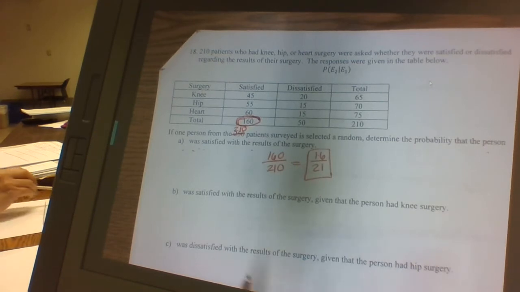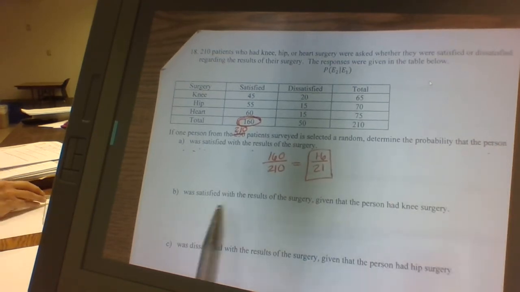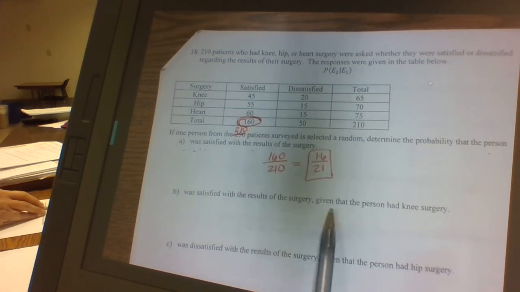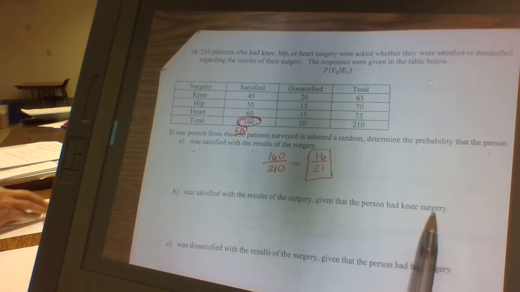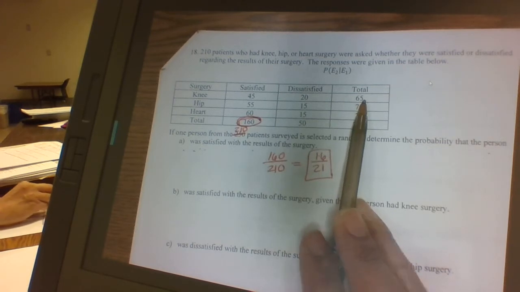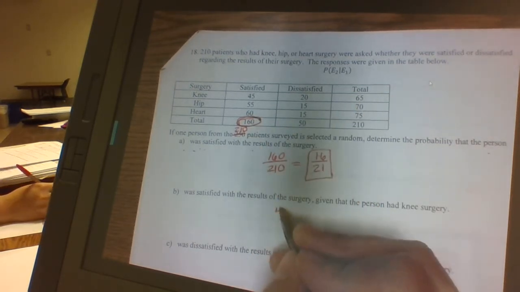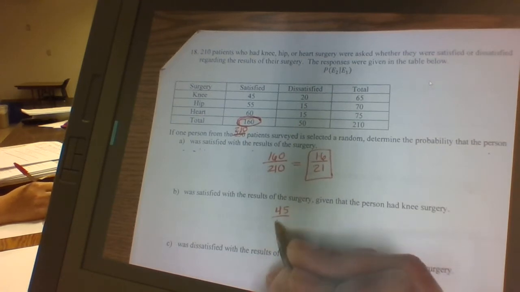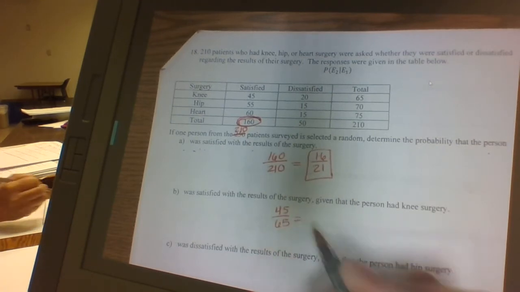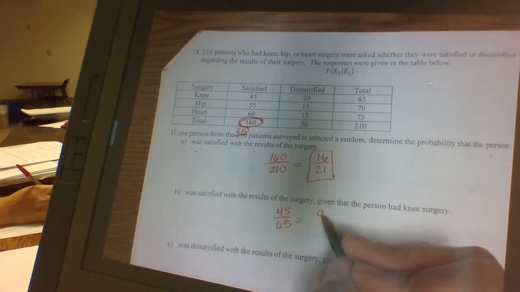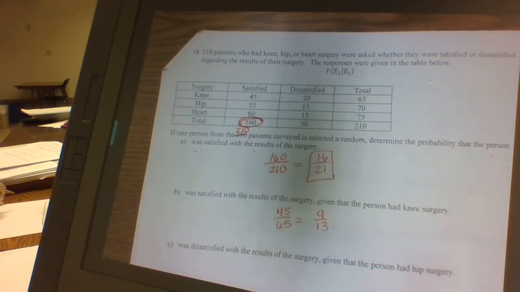Now, this one's where, what is the probability that the person was satisfied given that they had knee surgery? So you only look at the knee surgery. How many were there? 45. 45 satisfied out of, so we do 45 out of 65. And it reduces to 9 over 13. Okay, so then try C again.